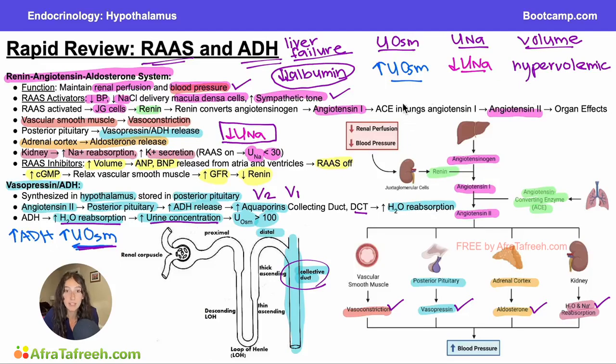Now, one quick note: I do want to emphasize that in this scenario, the ADH is paralleling what our RAAS system is doing. RAAS is activated and ADH is also on. It's not always the same, though. Remember, I talked about that complex mechanism of regulation of thirst and water balance. There's more than just the RAAS feeding into the hypothalamus to determine if ADH actually gets released or not. So it's a good thing to keep in mind that they're paralleling each other in this example, but that's not always the case. So a good thing to look out for and be aware of.